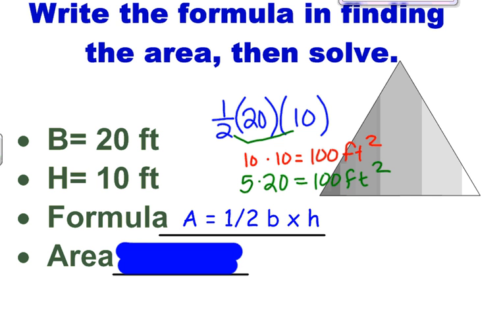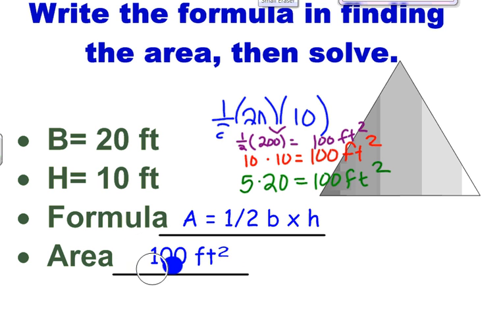And that's not even the last way I could do this. I could do this one more way. What if I did 20 times 10 first? 20 times 10 is 200. And what's half of 200? That's also 100 feet squared. So no matter what I do in this problem, I'm going to come up with an answer of 100 feet squared. Remember that the best thing about these videos is you can pause them whenever you want, go back, rewind, re-listen if I was going too fast.